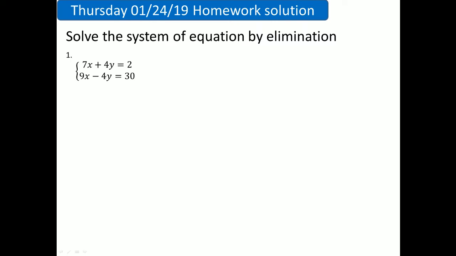Welcome. This is the homework solution for Thursday, January 24. Number 1, it says to solve the system of equations by elimination.